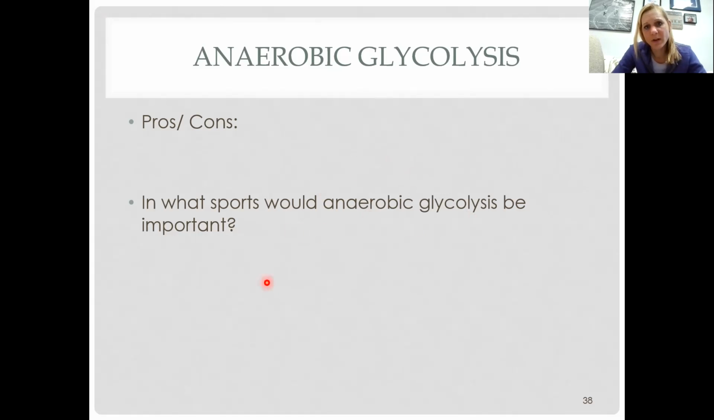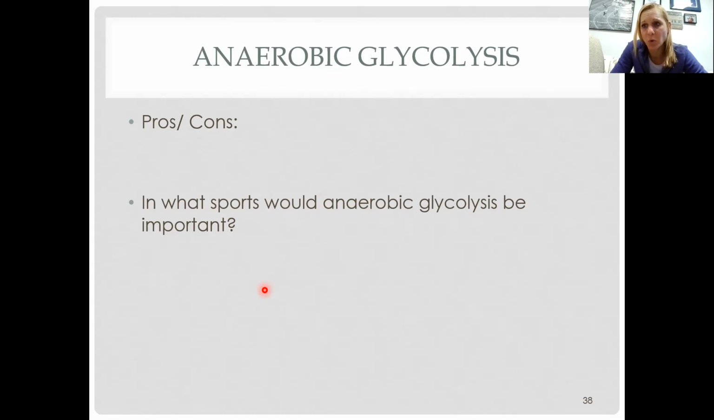Again, I already mentioned it. What are some sports that this system would be important for? Certainly, like a mid-distance runner in track and field. Certainly, wrestling would be another example. Swimming, if I did any of those kind of intermediate events, maybe like a 100, 200, something in that range, where I may be swimming 1 to 2 minutes in duration. Those sports would be highly reliant on this system.